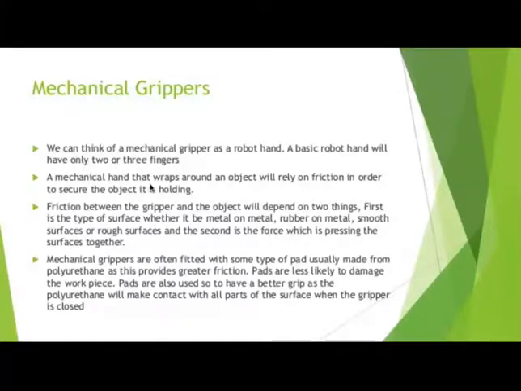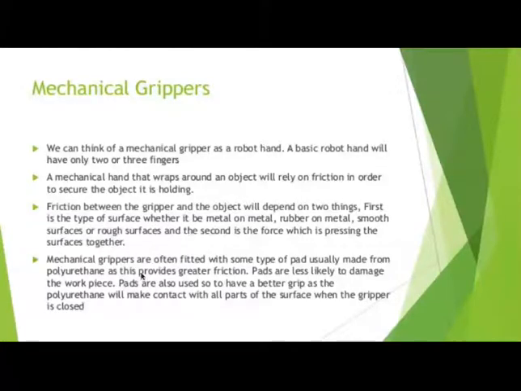A mechanical hand that wraps around an object will rely on friction in order to secure the object it is holding. The friction between the gripper and the object will depend on two things. First is the type of surface, whether it is metal on metal, or rubber on metal, or smooth surface or rough surfaces, and the second is the force which is pressing the surfaces together. This is a very important parameter.